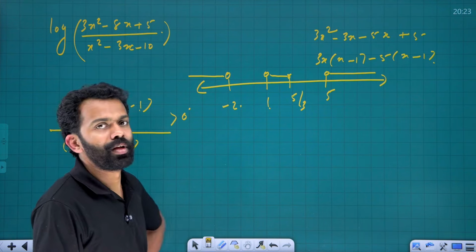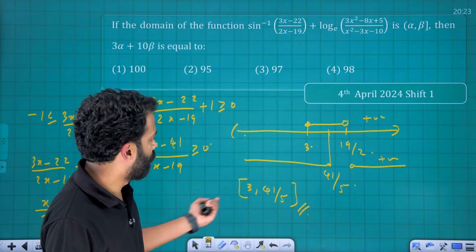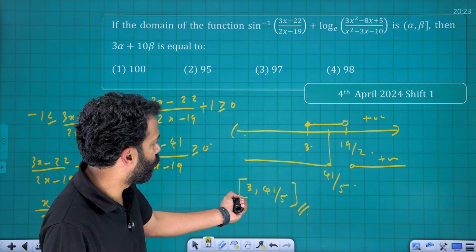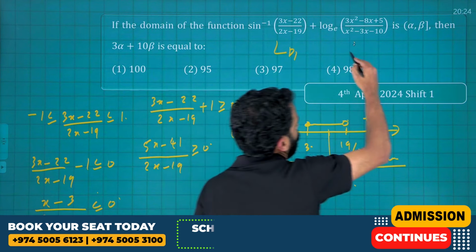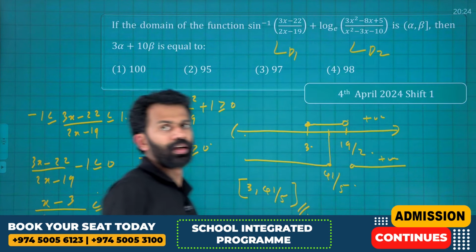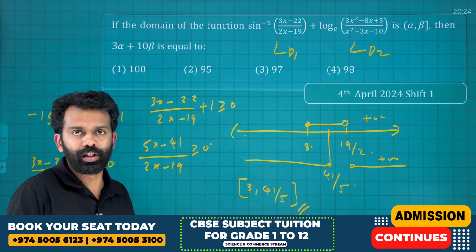Okay, so almost done. We need to formulate from here. Our data is the closed interval 3 to 41 by 5. As I discussed before, we need to find the domain of this one and also the domain of this one, and we need to find the intersection, the region which is common to both domains. That will be the final answer.